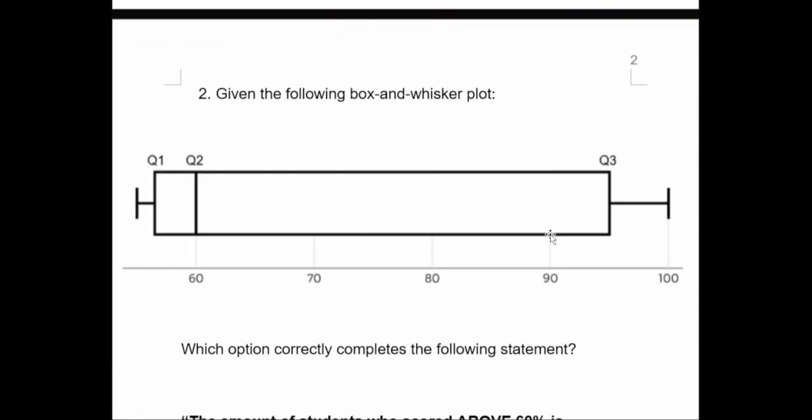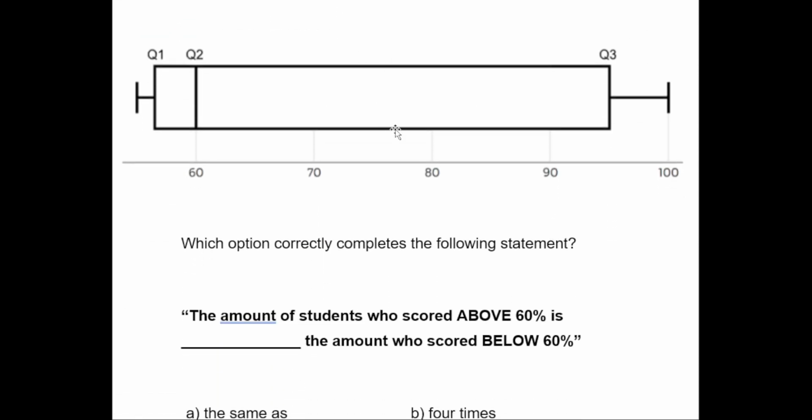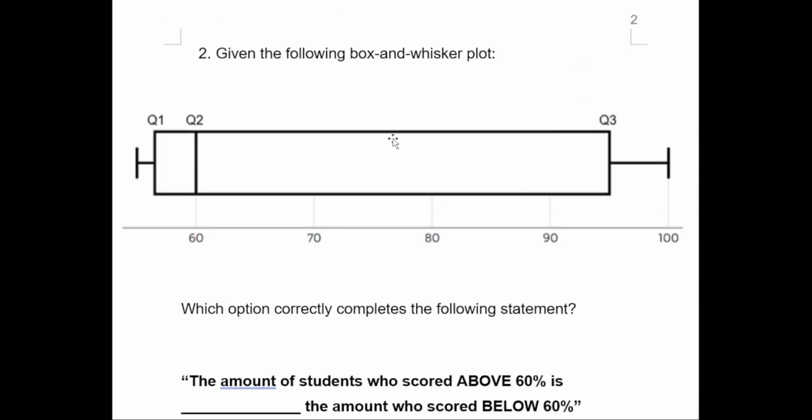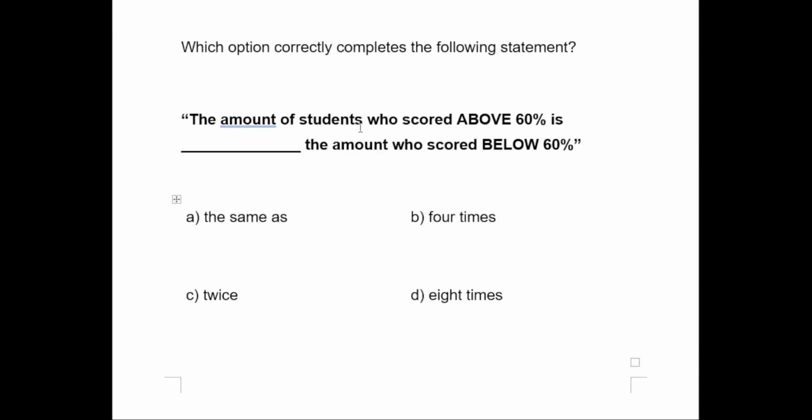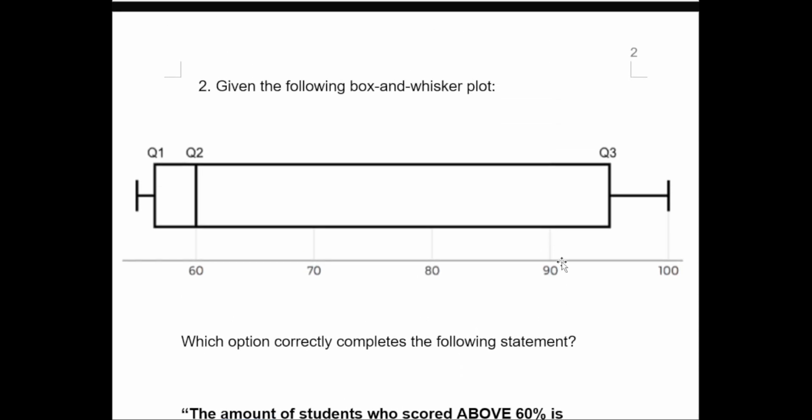Okay. Question 2, given the following box and whisker plot, which option correctly completes the following statement? The amount of students who scored above 60 is blank the amount of students who scored below 60. So let's look at this. We have a box and whisker plot. First thing we want to do is figure out where 60 is. And 60 is right there on that number line, which falls exactly on Q2.